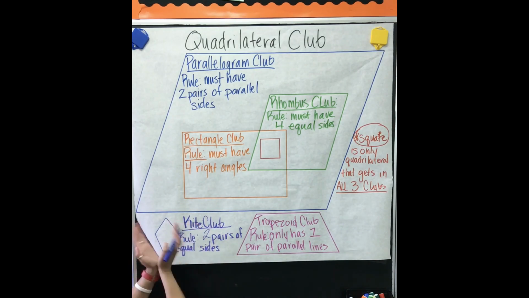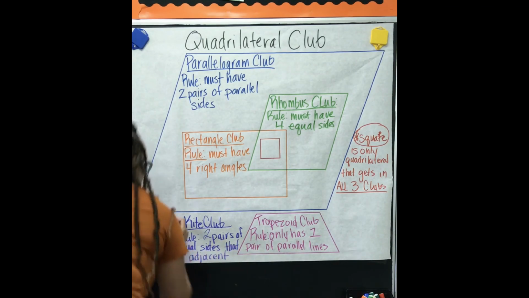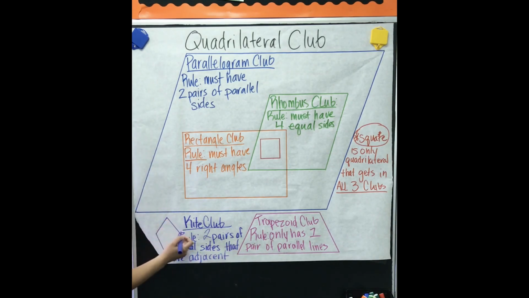They are adjacent, which means that they connect. So 2 pairs of equal sides that are adjacent. This is the same. They're adjacent, and those 2 are the same. So that is our quadrilateral club.